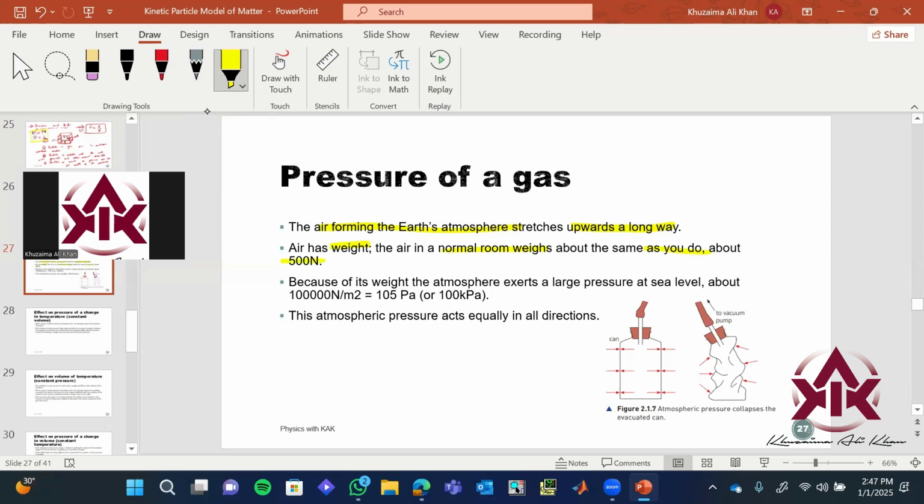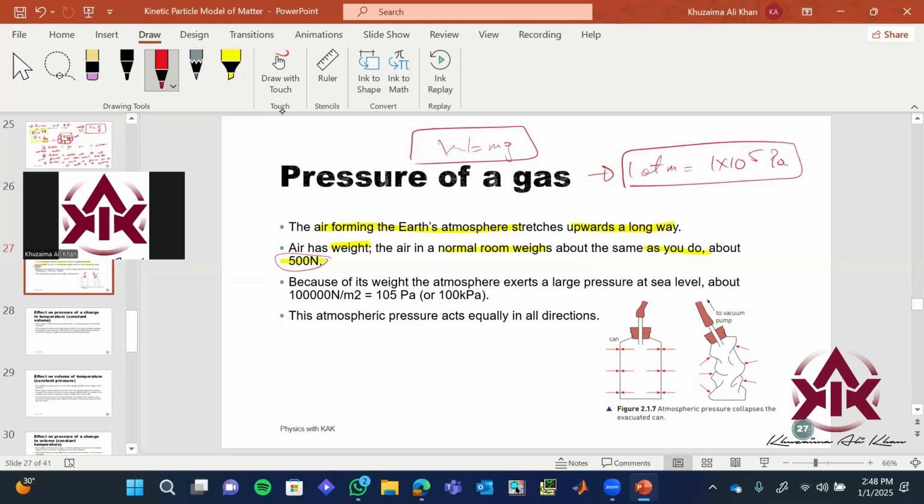That's huge, right? Obviously air has particles, right? Particles have masses, and masses have weight because of gravitational field strength. And you know how to find weight: the weight is basically mass times gravitational field strength, right? The weight of the air is around 500 Newton. That's huge, right? And we have seen that one atmospheric pressure is basically 1 times 10 to the power 5 pascals, right? We have seen that in the last lecture, right?